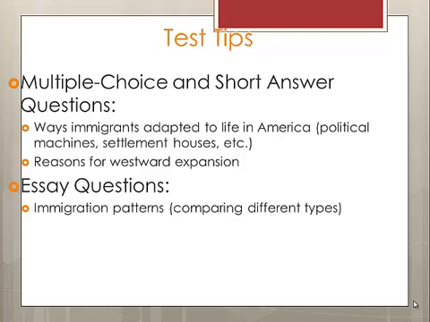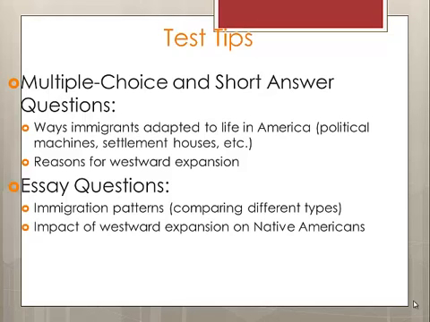For essay questions, immigration patterns, they could be comparing new immigration to old immigration prior to the Civil War, or even immigration after 1965, which we'll get to later this year. And also, what was the impact of westward expansion on Native Americans? Native Americans could be a very popular essay topic for this period.